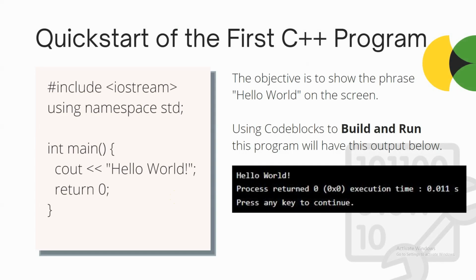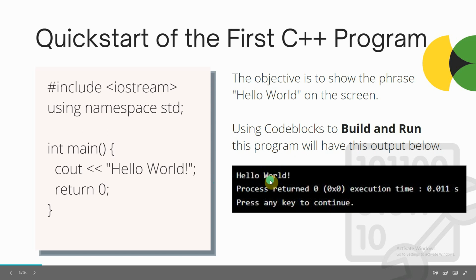So for the quick start of the first C++ program, if you recall, this is the actual setup, which will print out hello world on your screen once you run it. So the objective is to show the phrase hello world, and using Code::Blocks, there's a command that you can click to build and run. So it will have this output. This is what it will look like on your screen after running this program. This will supposedly run under the command prompt setting.